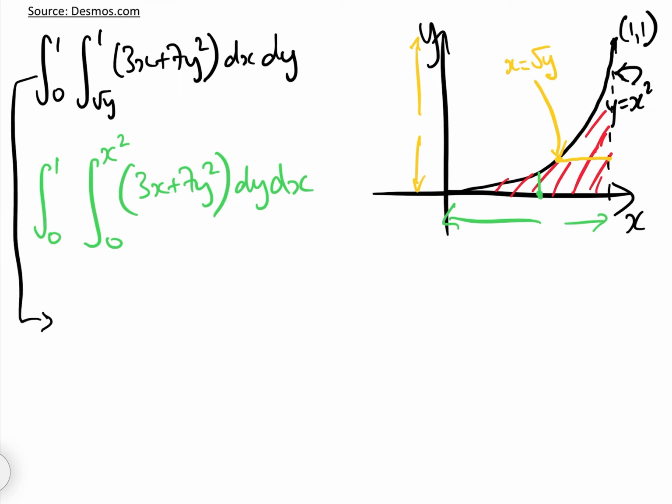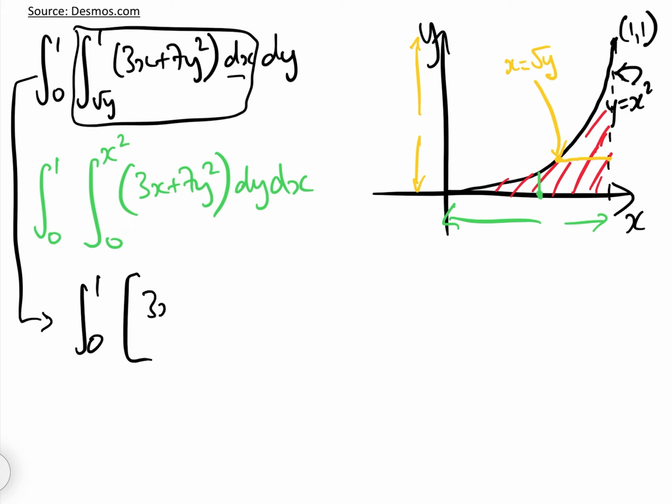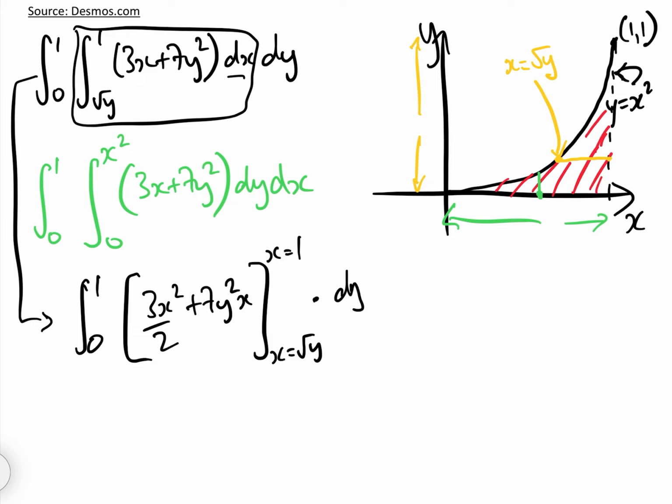Okay, so let's do that one first. The integral between 1 and 0, integral between 1 and root y, so that gives 1 and 0. Let's integrate this bit here with respect to x, and that gives us 3x squared over 2 add 7y squared x between x equals 1 and x equals root y, and we're still going to have to integrate that one afterwards with respect to dy.